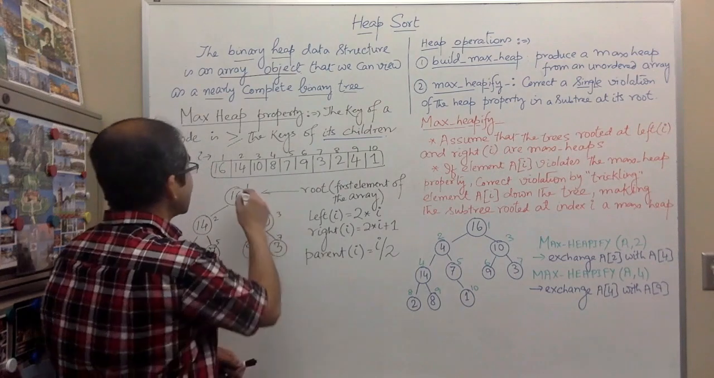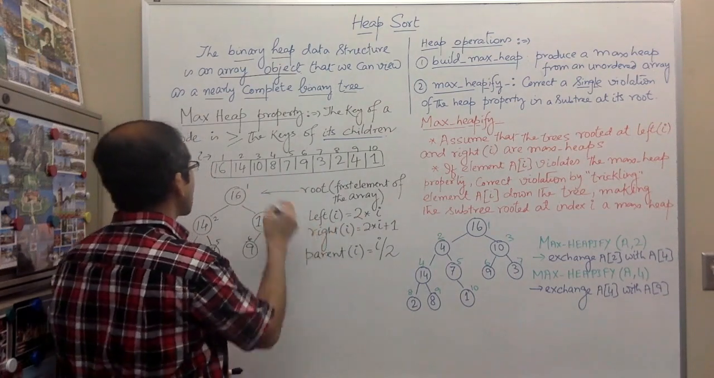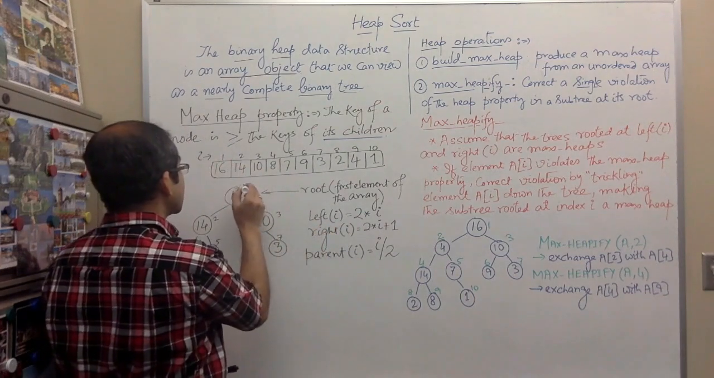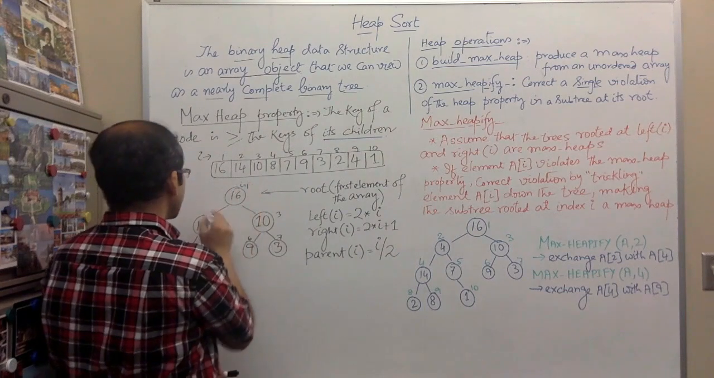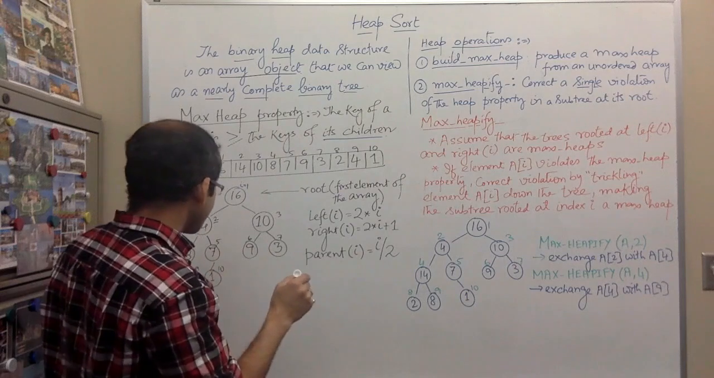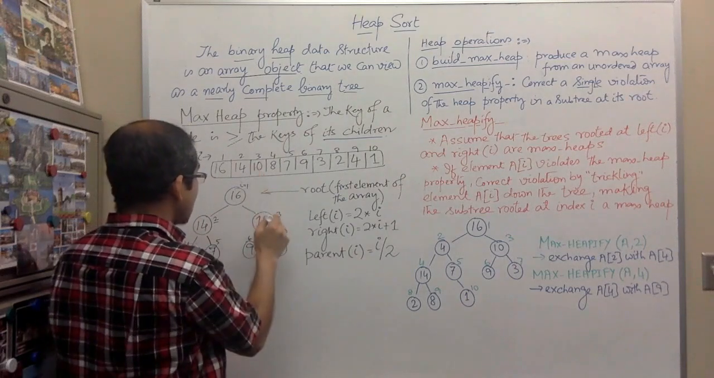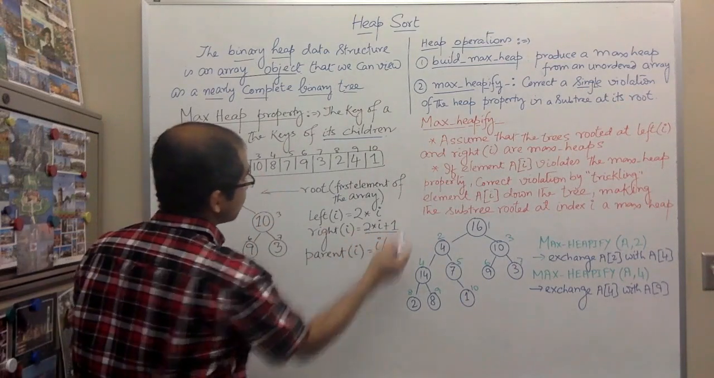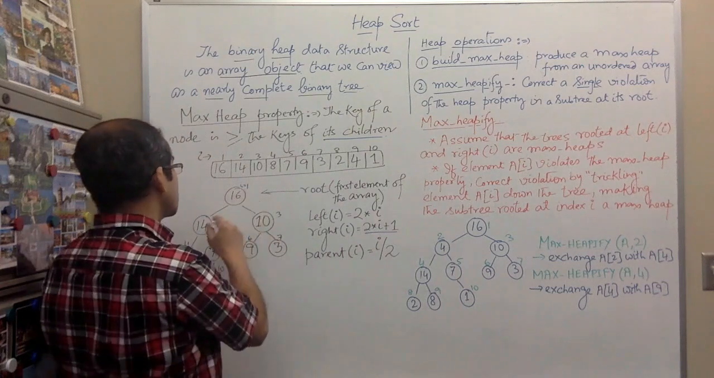If this is i, then the left child of i is 2 times i. So here i equals 1, and this is i equals 2, which is 2 times 1. And the right child is 2 times i plus 1. So it's 1, 2, 3.